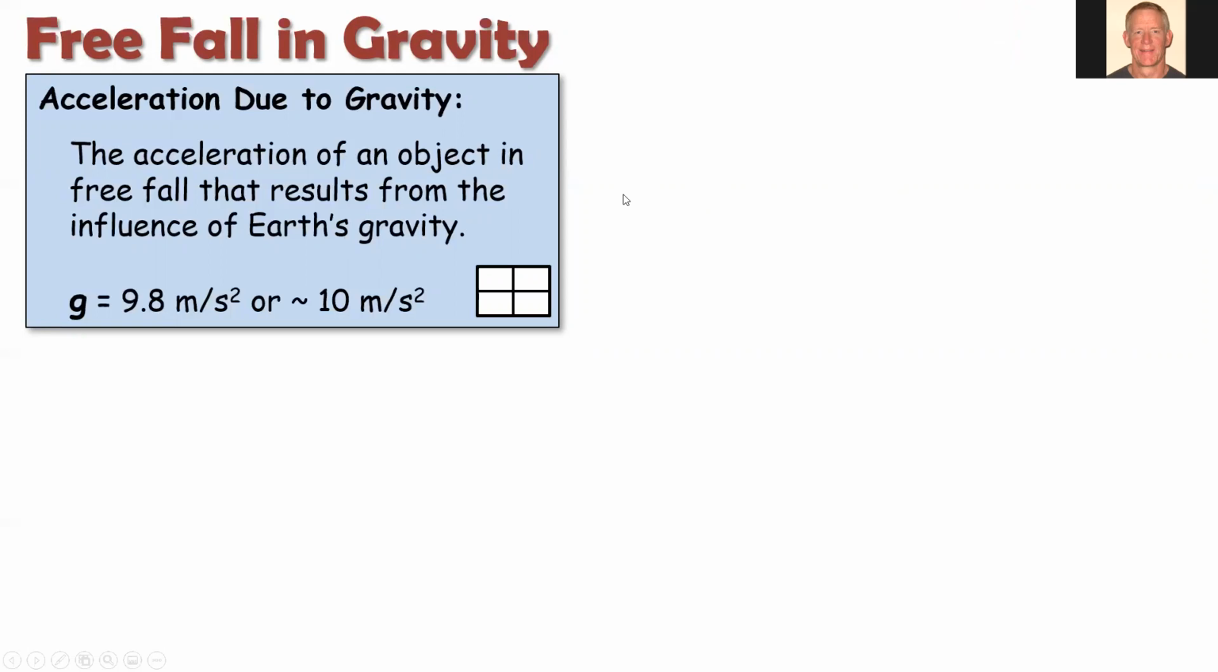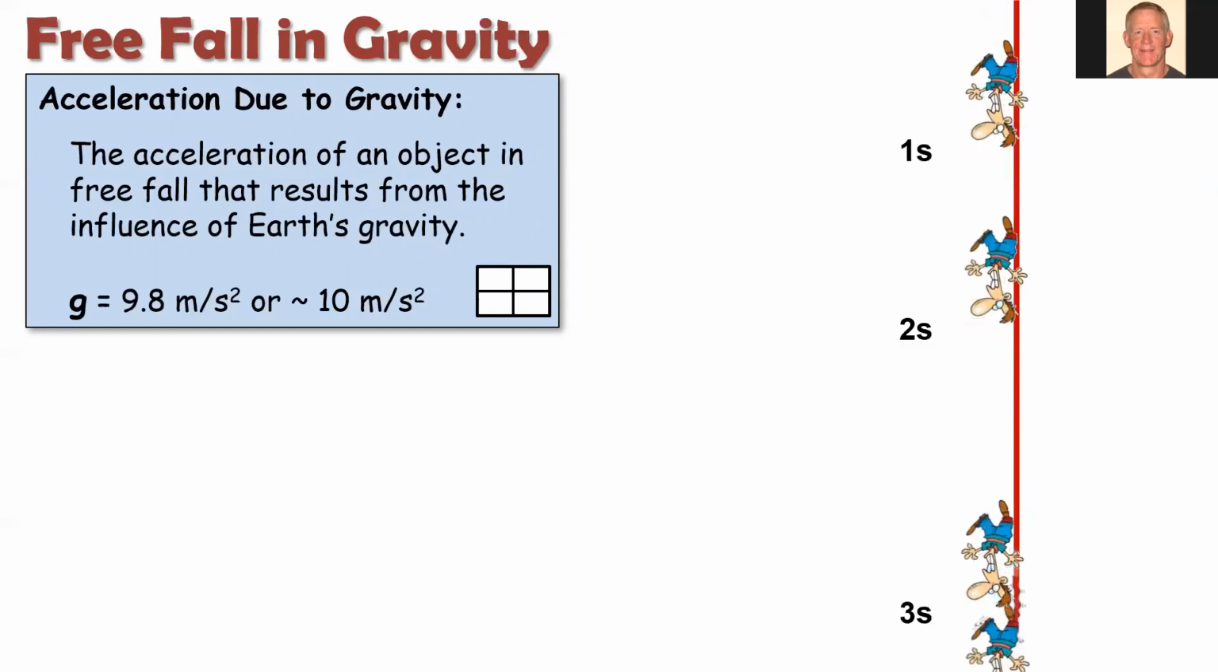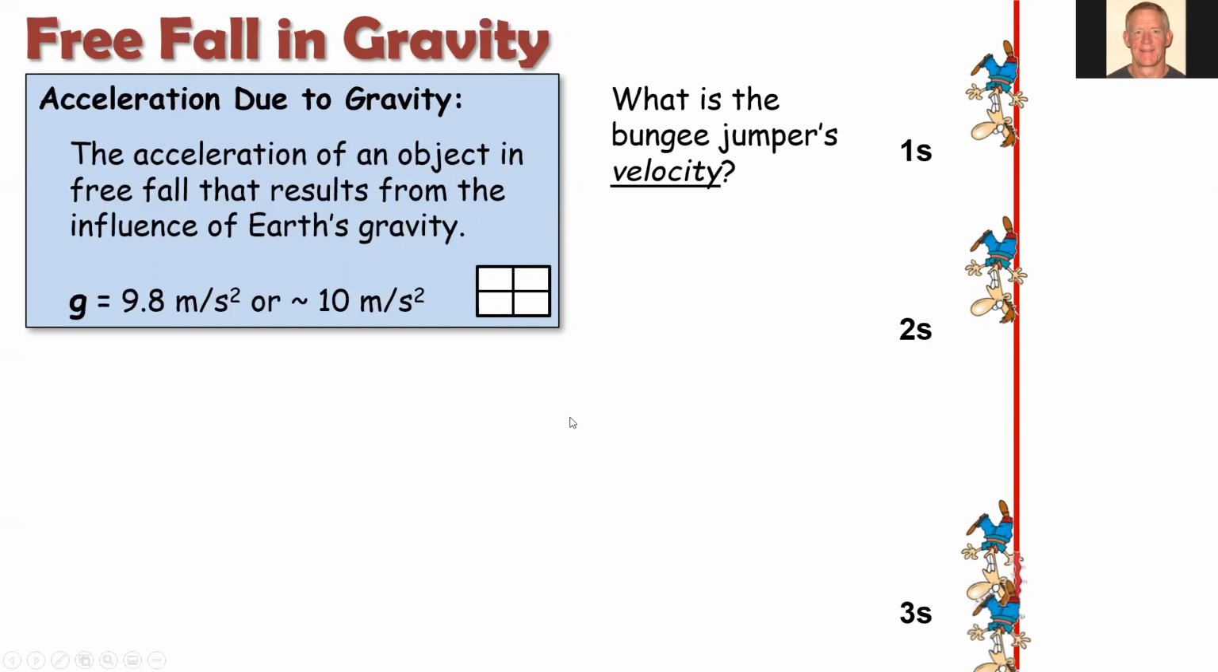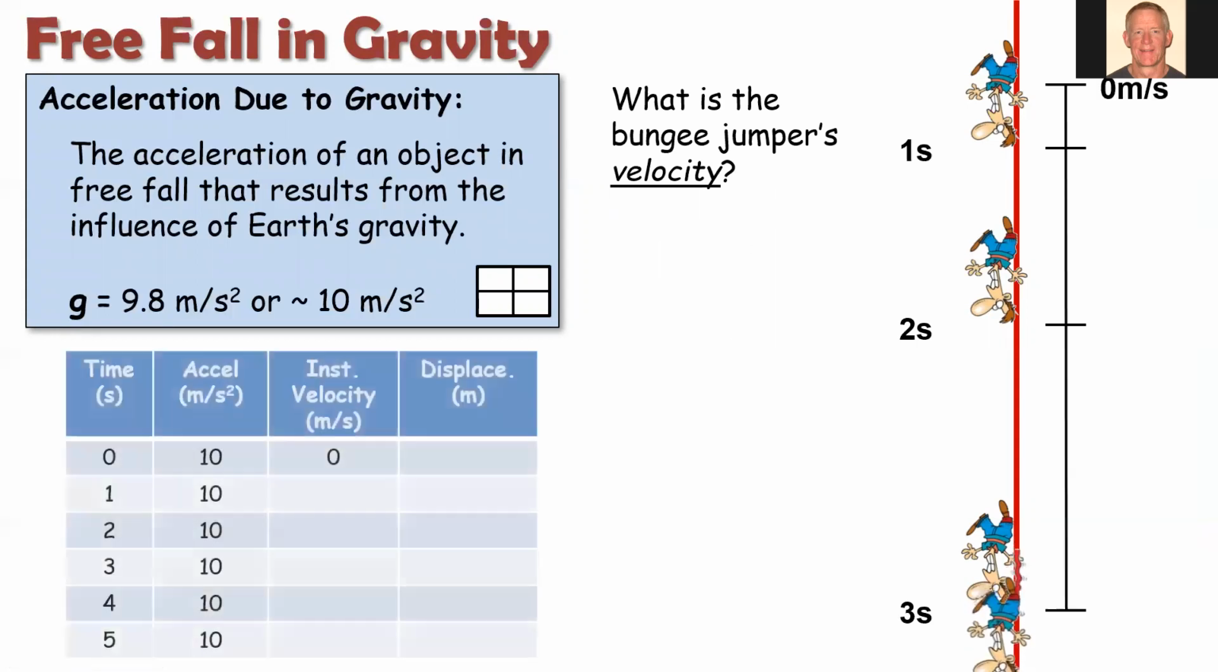All right, so we have our bungee cord jumper here. Let's let him go and see how this acceleration due to gravity applies. What we're going to do is take a snapshot of his position after each second of free fall. And then you can see he's bouncing up and down at the end of his bungee cord. The first question we want to answer is, what is the bungee jumper's velocity at these different time periods? Now we're going to try and fill out this chart.